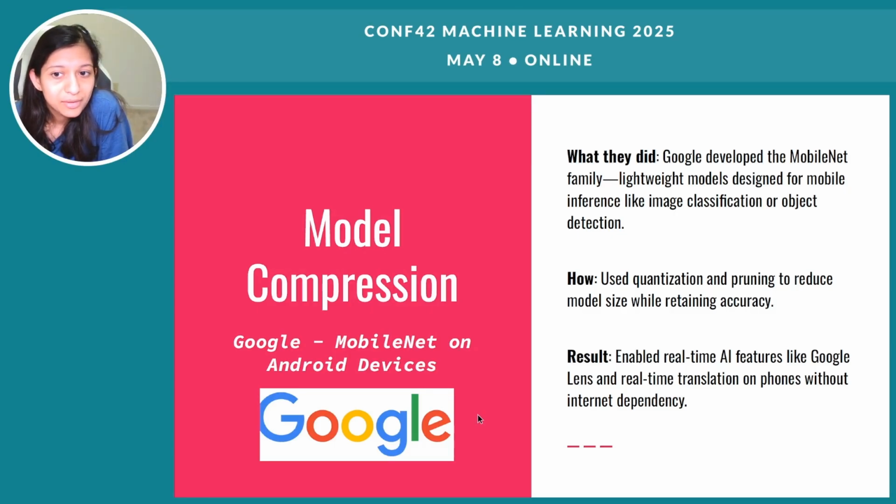The result was real time. You were able to get AI features on your phone instantly without the use of the internet. Even on a plane, you can do all the image detection and object detection pretty easily. So this is a very good example of model compression.